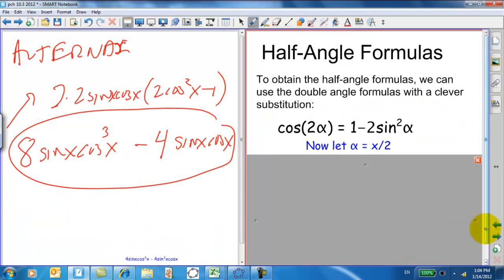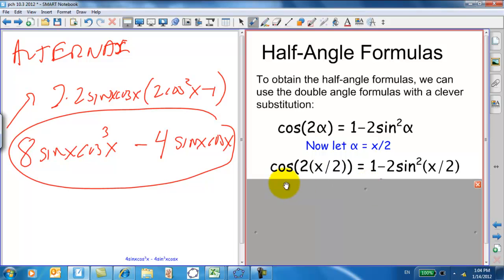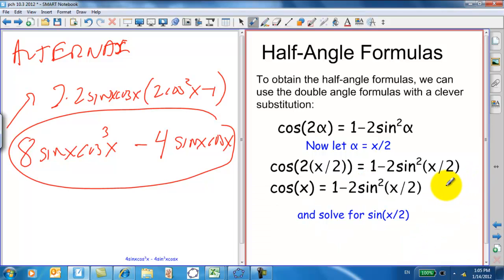Now, half angle formulas go in the other direction. To get the half angle formulas, we've got a clever substitution we do with the double angle formulas. Take the double angle formula we just developed, and now let alpha equal x over 2. So that means you get cosine of twice x over 2 equals 1 minus 2 sine squared of x over 2. You might think, well, what's the point? Well, we've got cosine x equals 1 minus 2 sine squared x over 2. By solving this for sine of x over 2, we're going to get a formula for sine of x over 2 in terms of cosine. So there'll be a half angle formula for you.